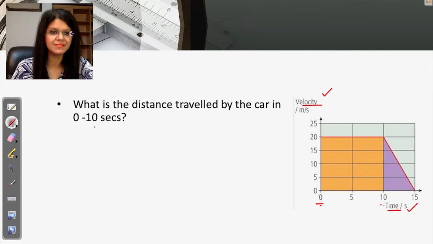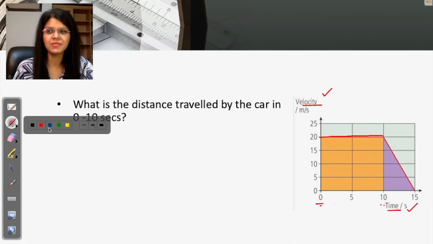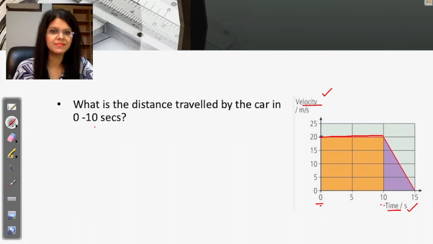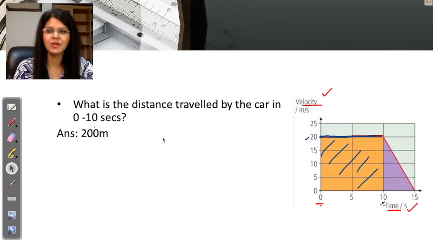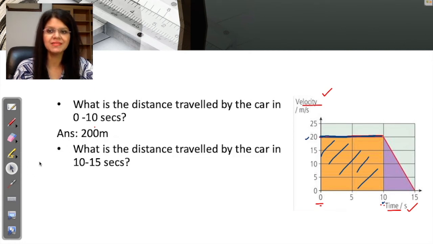0 to 10. Distance means you have to find the area under the graph from 0 to 10. So which is the portion of the graph we are talking about? 0 to 10. So what is the area of the graph under 0 to 10? That's the area of this rectangle, which is 20 times 10, 200. 200 meters.